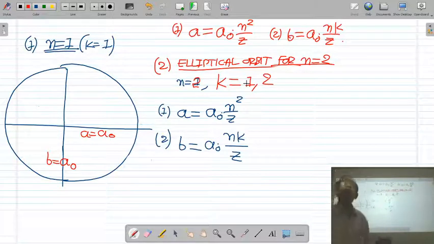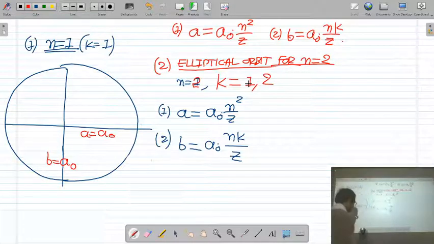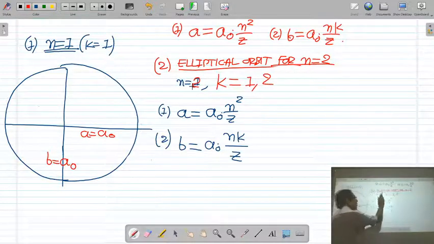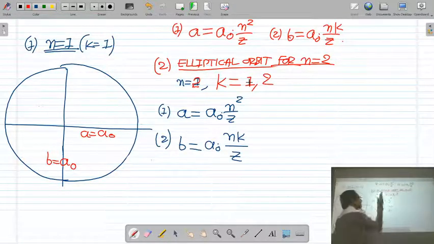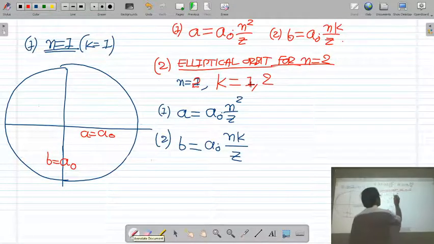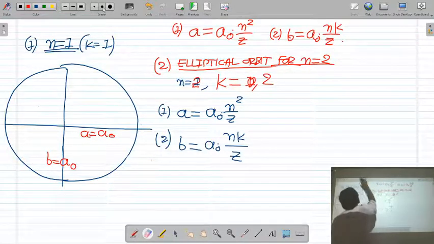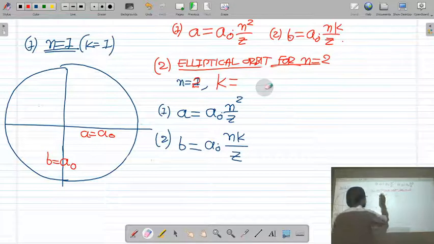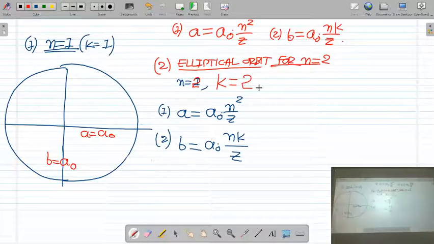So let us draw the elliptical orbit for n equal to 2. K has two values, 1 and 2. So first of all I take n equal to 2, k equal to 2. The second part I take n equal to 2, k equal to 1.